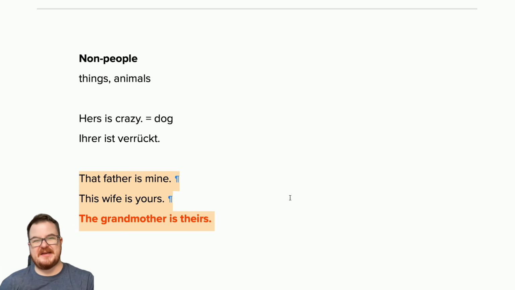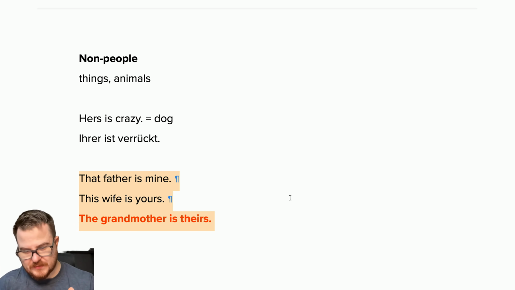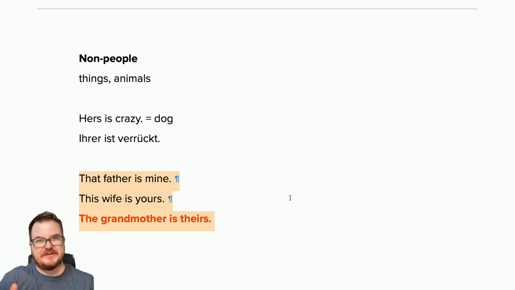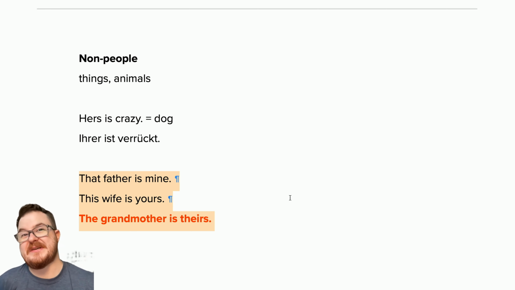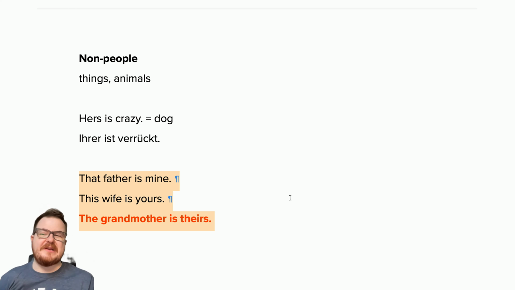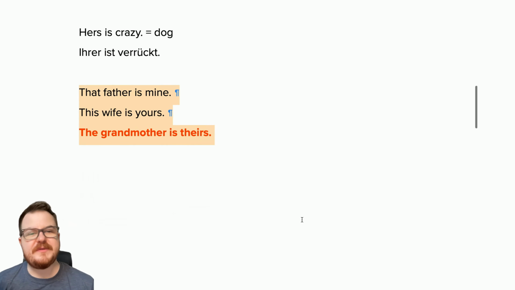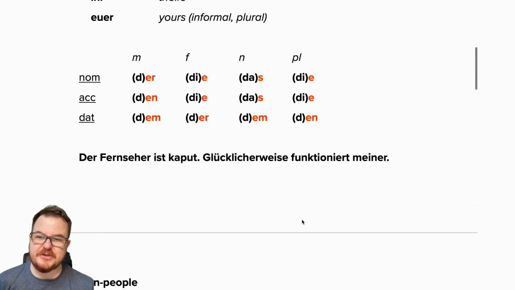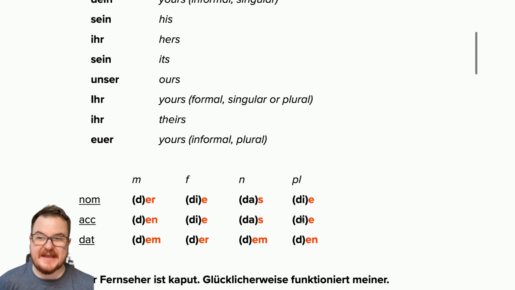So, yes, let's keep that little rule sort of cemented into the idea of possessive pronouns. You don't use them for people, only for non-people, things and animals. Okay, with all this madness in mind, I'm going to show you the endings again.